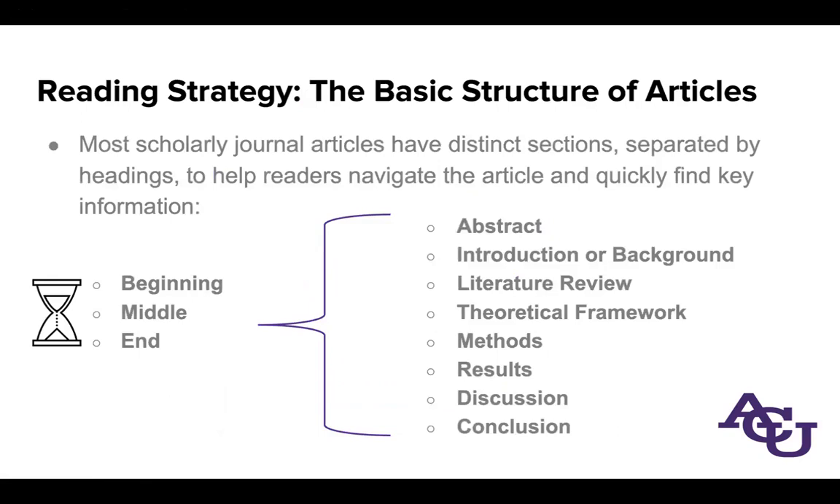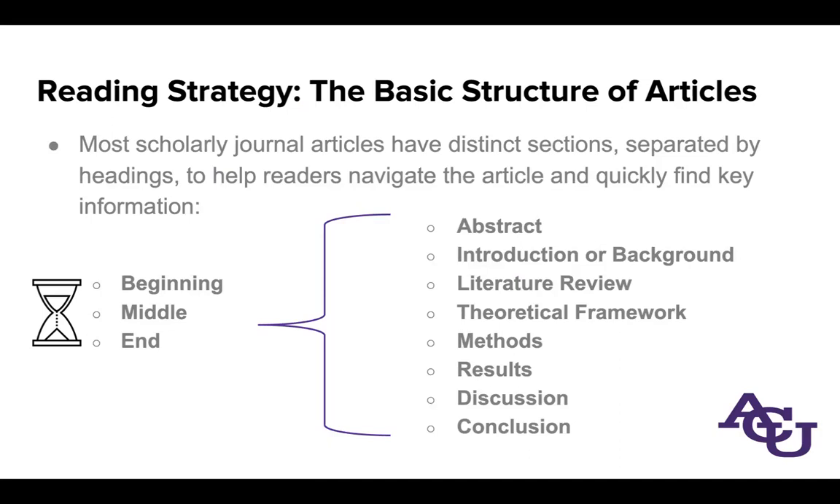So most scholarly articles have distinct sections which are separated by headings to help the reader navigate the article and quickly find key information. And we can think about this in general terms as just the beginning, middle, and end. The very beginning of a scholarly journal article is usually what's called an abstract. And this is a very concise, very short summary of the article. It's actually a great example of summary. They've summarized everything in the article into usually just one short paragraph.